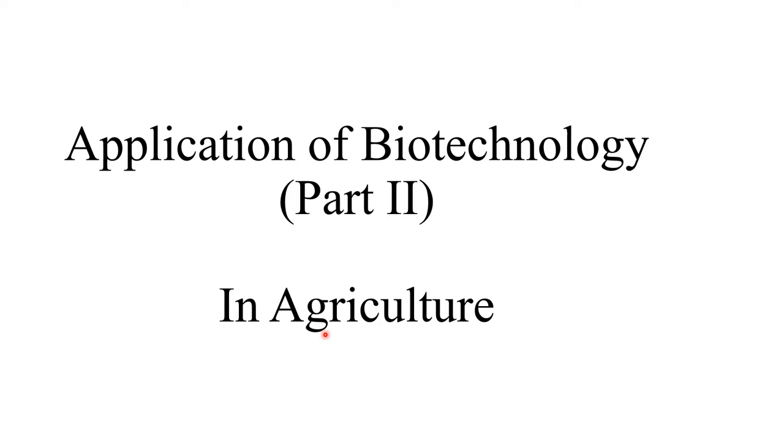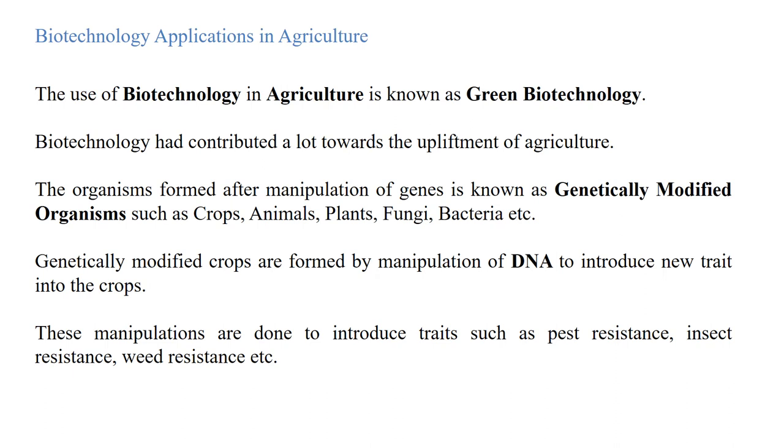Biotechnology and genetic engineering have brought a great revolution in agriculture, increasing both quality and quantity. In this lecture, we will discuss the applications in agriculture. Agricultural biotechnology is called green biotechnology, and it mainly contributes towards the development of agriculture. The organisms formed after manipulation of genes are now known as genetically modified organisms, like crops, animals, plants, fungi, and bacteria. When we modify these organisms by inserting foreign genes, they are called genetically modified organisms.